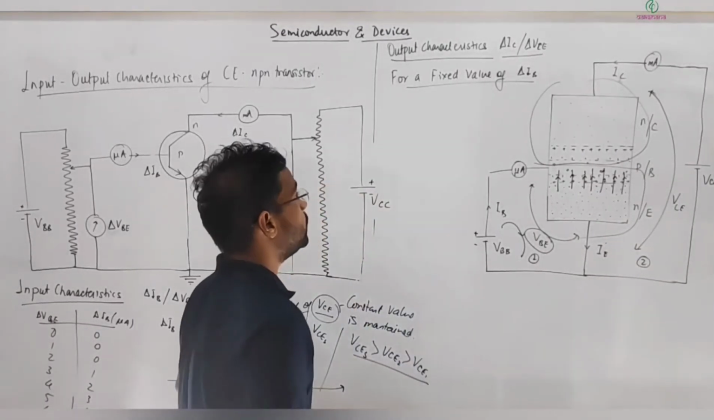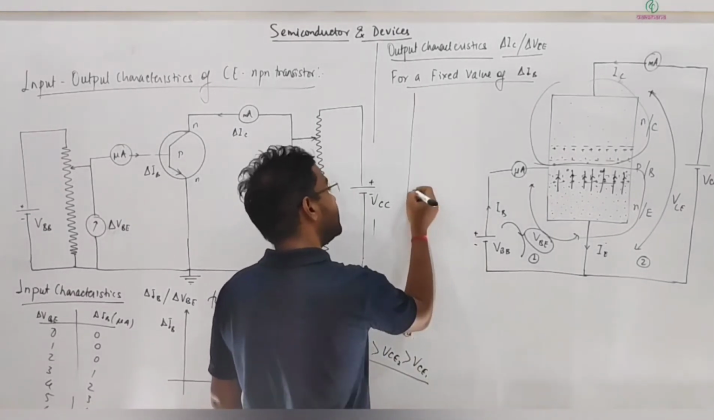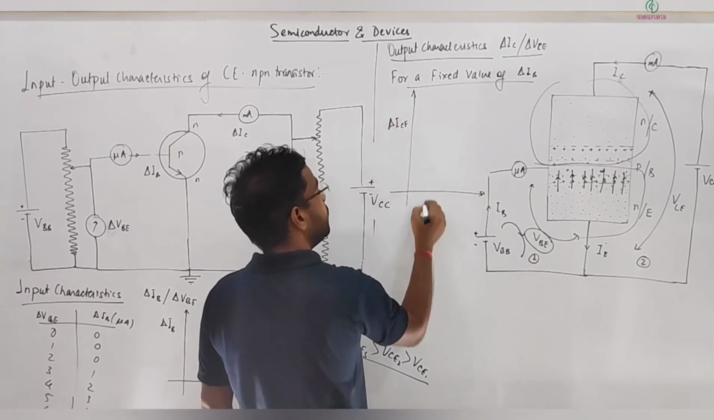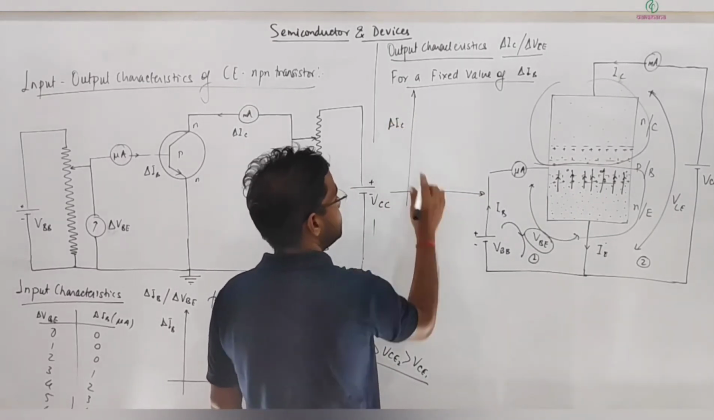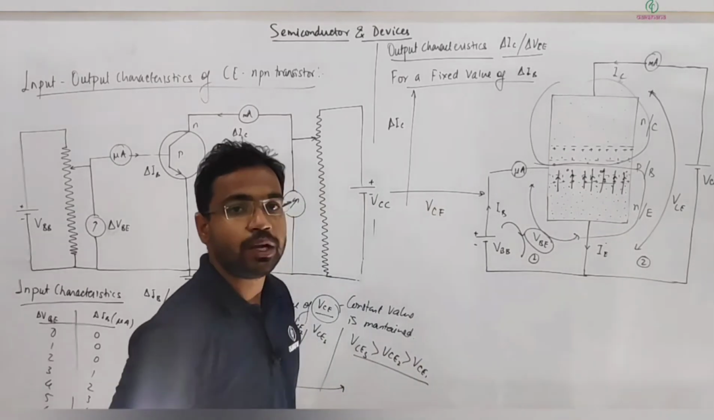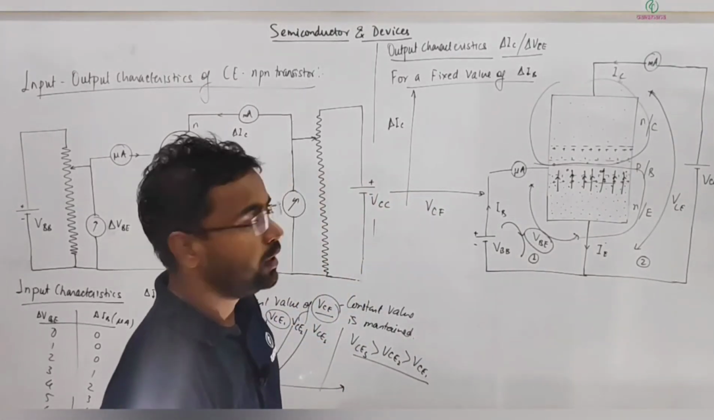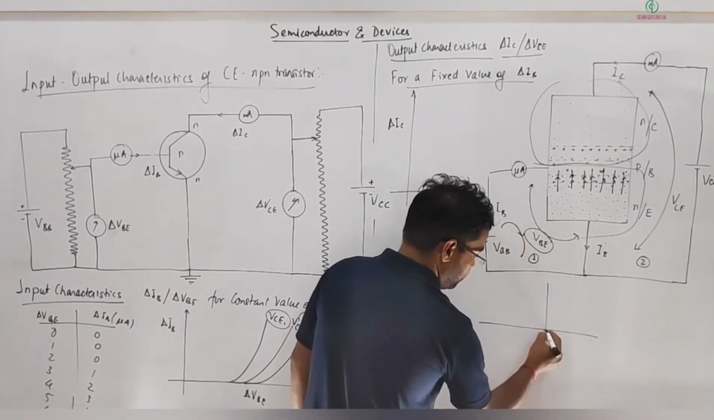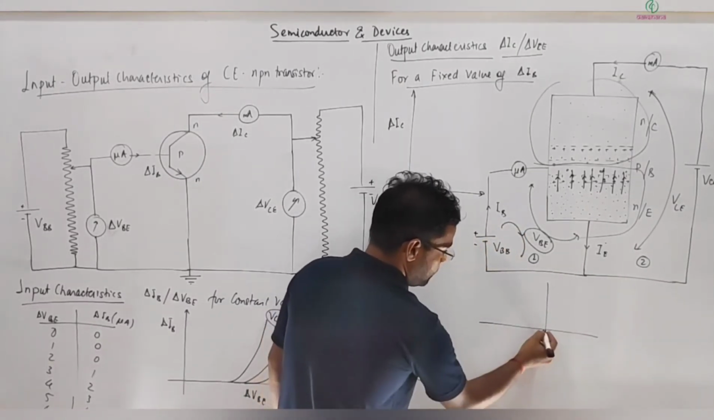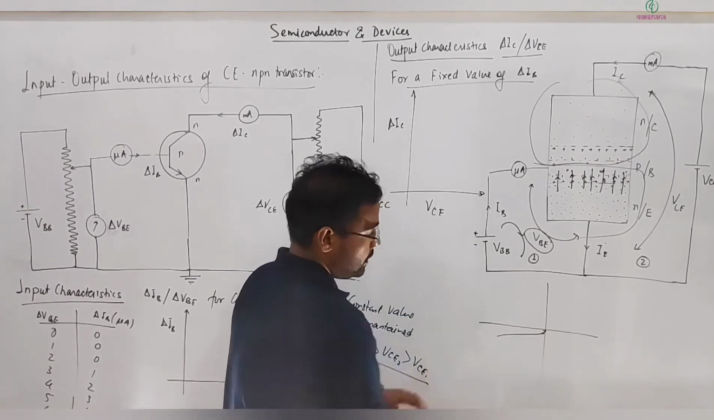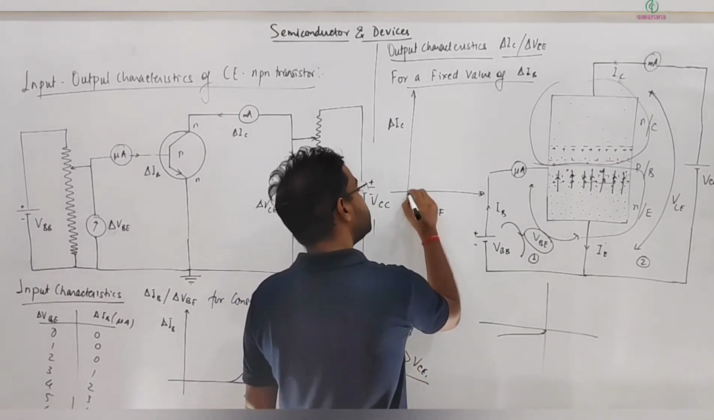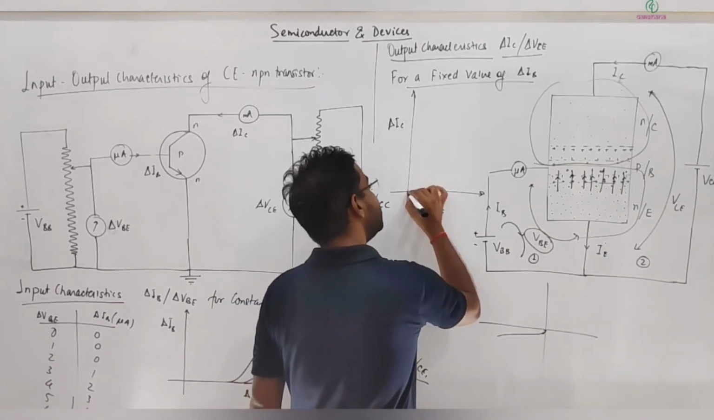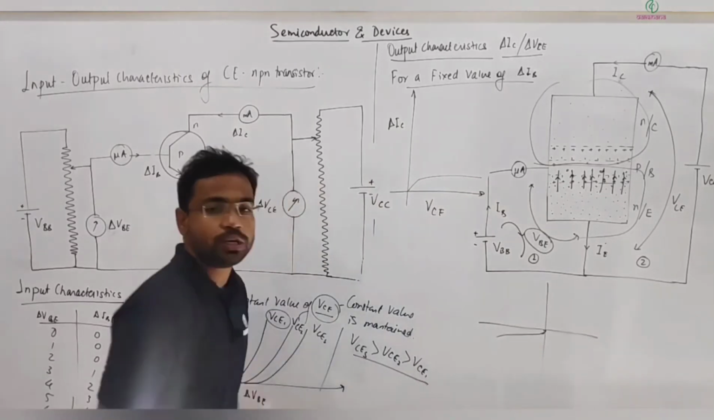And when we are actually plotting this variation of IC versus VCE for some fixed value of base current, what happened? Here I'm drawing this graph in the first quadrant. This nature will be just like this. Is it? So here, up to some certain value, this increases and becomes constant.